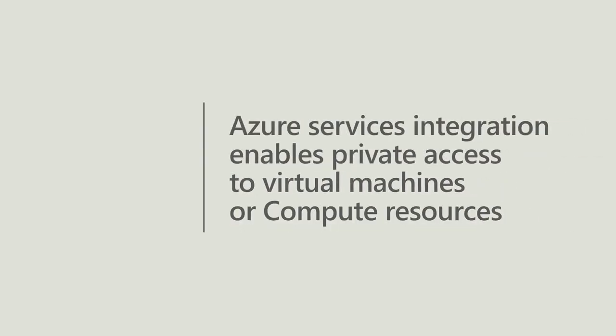Lastly, through Azure services integration, VNets enable private access to virtual machines or compute resources. You can deploy dedicated service instances into a VNet, use Azure Private Link, or extend a VNet to services through service endpoints. Now let's explore several critical components of an Azure VNet. Firstly, IP addresses are the unique identifiers for your resources within a VNet. You can assign public and private IP addresses to your resources, enabling them to communicate with each other and the internet. Think of them as the street addresses for your digital assets.